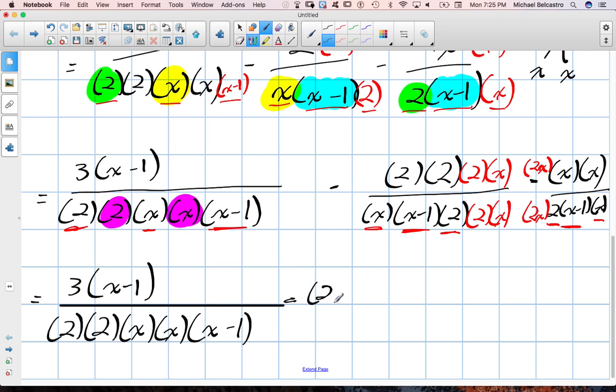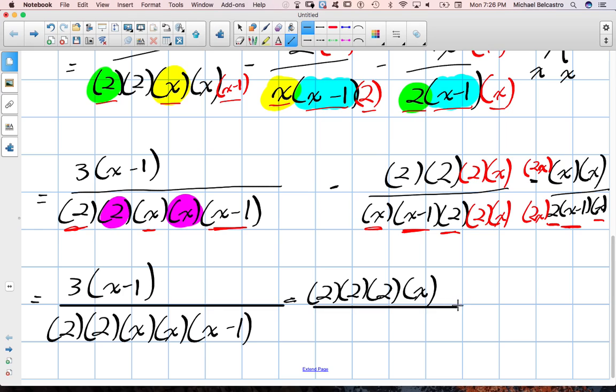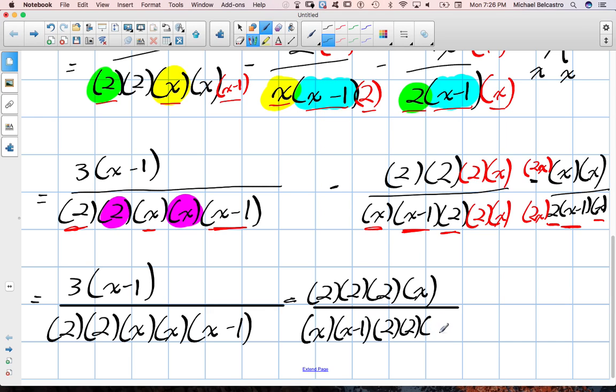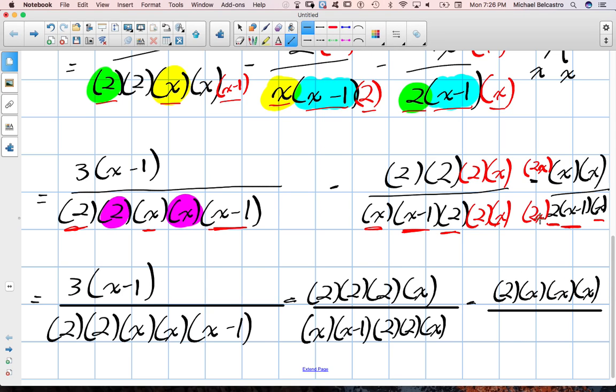What do we got here? We have 2 times 2 times 2 times x over x times x minus 1. I gotta remember to write smaller. 2x. Subtract. Technically this was 2x, x. Lots of x's. All over.